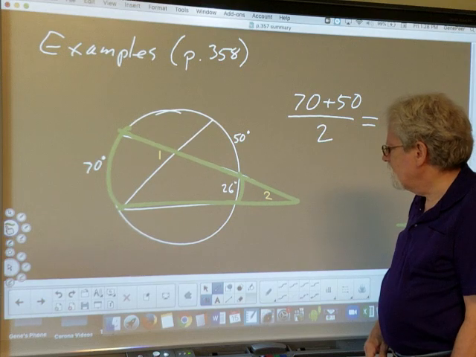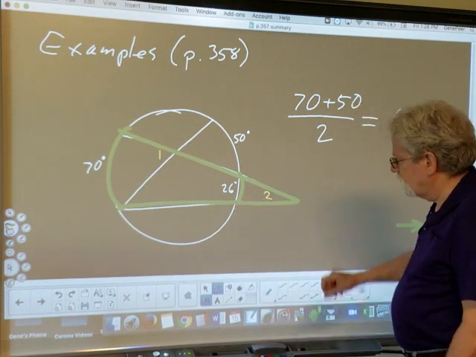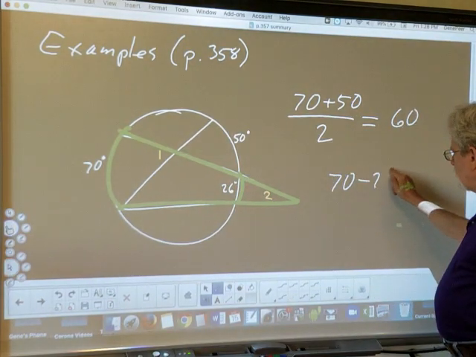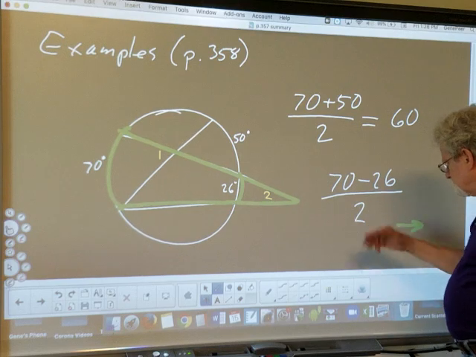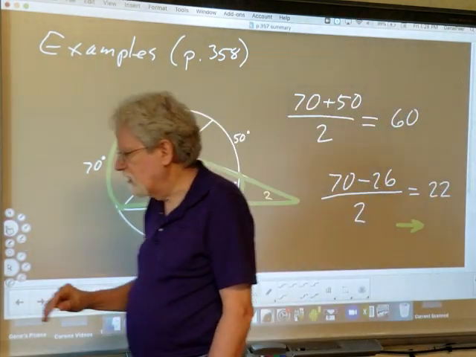Being 44. So we have subtracted 44s. Let's write this down because that's what you have to do on homework. 70 minus 26 divided by 2. 70 minus 26 being 44 divided by 2 is 22. So angle 2's measure is 22.